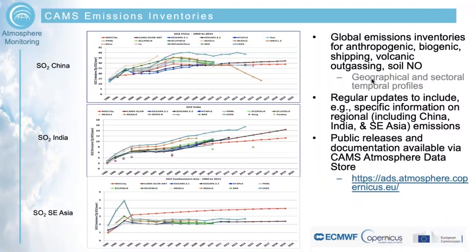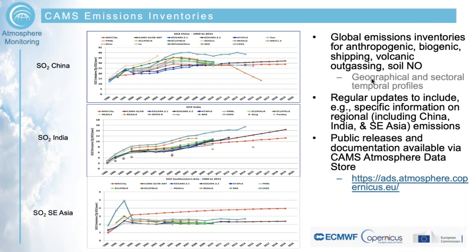Our emissions inventories are all available through our Atmosphere Data Store. These are just a couple of examples that show emissions of sulfur dioxide from different regions in Asia, so China, India, Southeast Asia. It gives you a sense that there are a number of different emissions inventories, and where the current CAMS emissions lie relative to those in terms of their trend over the last couple of decades. In all of these charts, there is a black line with red circles, which is the CAMS emissions inventory. We can see that it lies somewhere in the middle of other emissions inventories that have been developed over the last 30 or so years.